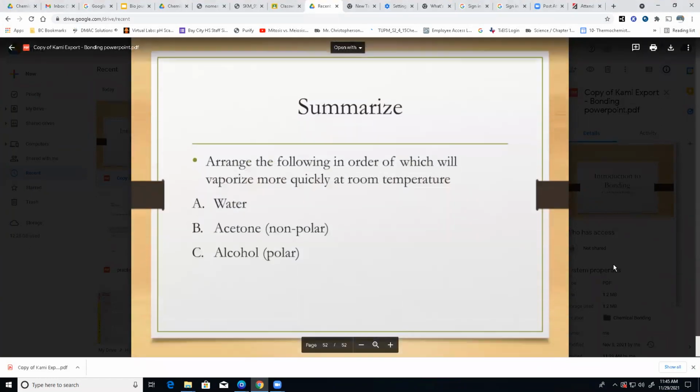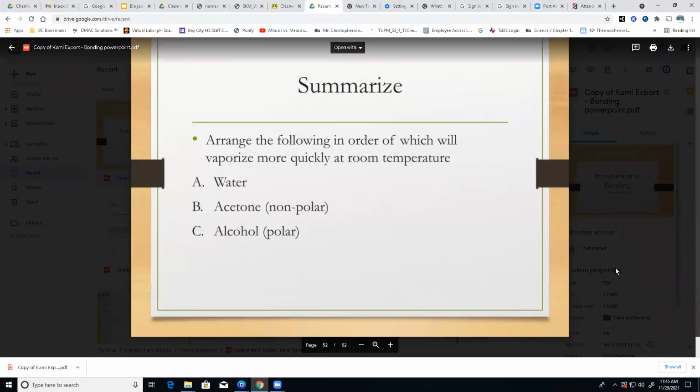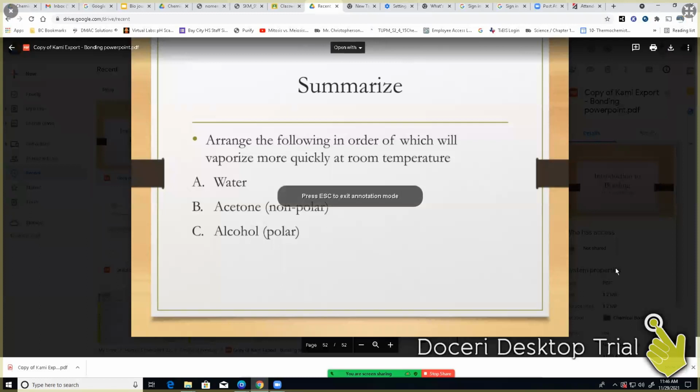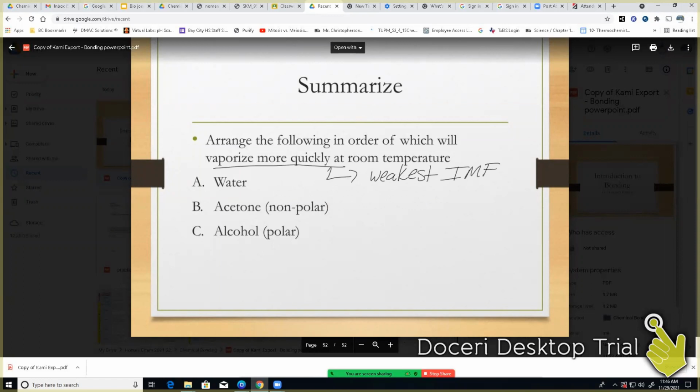So a question like that may look similar to this one. On these, you're going to arrange the following in order from the one that will vaporize more quickly at room temperature. The one that's going to vaporize more quickly is going to be the one with the weakest IMF. So I'm going to want to start with the weakest IMF, and go to the strongest IMF.